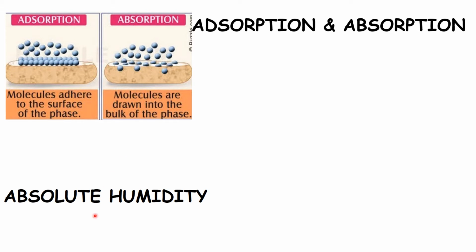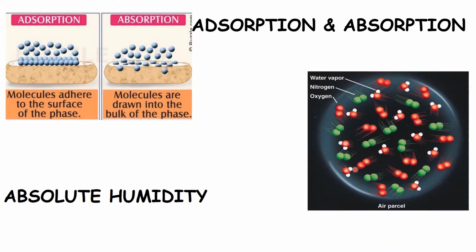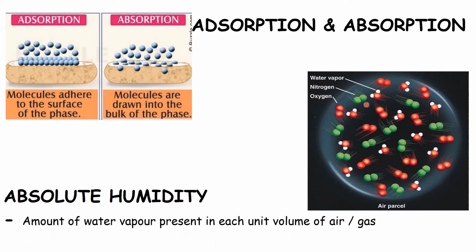Absolute humidity. Now this diagram tells you the absolute humidity, where this is an air parcel consisting of nitrogen and oxygen, and you can also see how the water vapor is settled on top of the molecules. It is the amount of water vapor present in each unit of volume of air or gas.